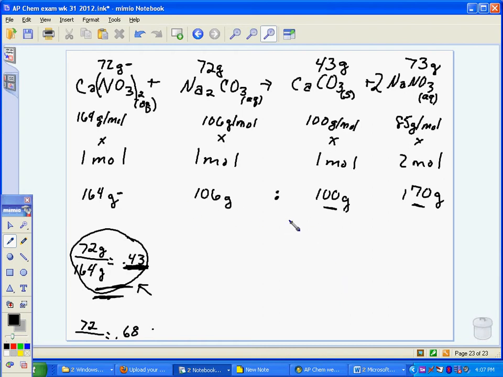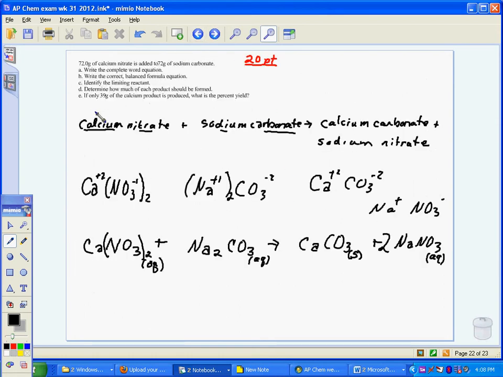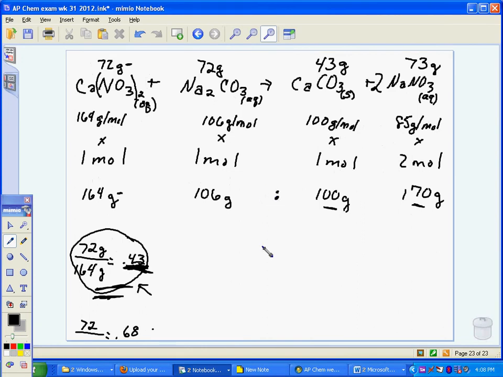So what this means is that, according to my limiting reactant, the one that I have the least ratio of, if everything goes perfect, I should be getting 43 grams of this calcium carbonate. And I should be getting 73 grams of this sodium nitrate. Now, nothing's ever perfect, no matter who you are. The problem originally stated that we got 39 grams of our calcium product. So we want to know, what is the percent yield?